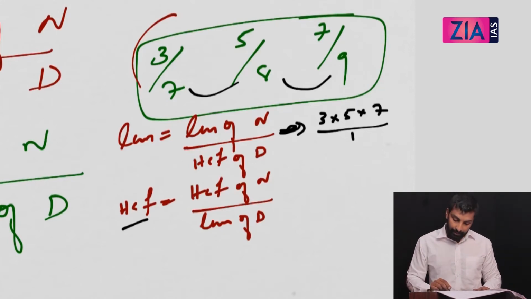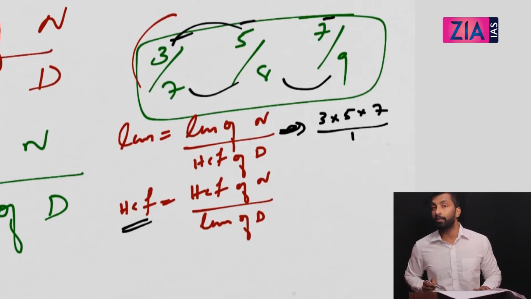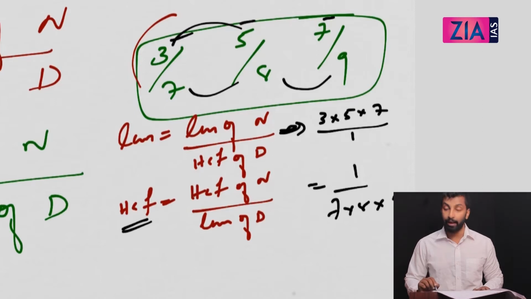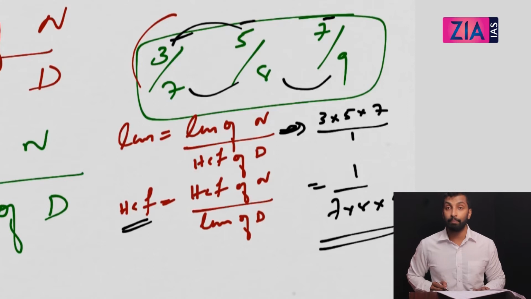Now, what if the question is the HCF? The HCF of the numerators 3, 5, 7. What is the HCF? Take the smallest difference. 3 and 5, the difference is 2. But 2 can't be your HCF because 3 is not divisible by 2. So what is the answer? The HCF of the numerators will be 1, divided by the LCM of the denominators. 7, 8, 9, between them there are no common factors. So 7 into 8 into 9. I hope this is clear for all of you. So this is how you will find the LCM and HCF of fractions.